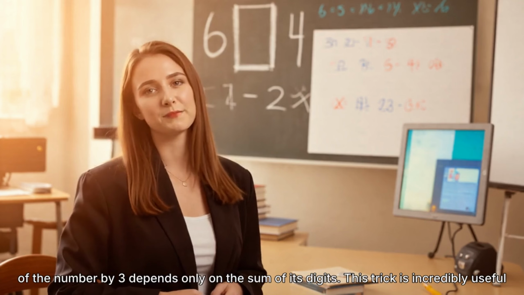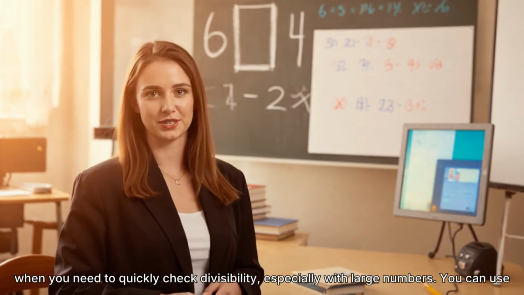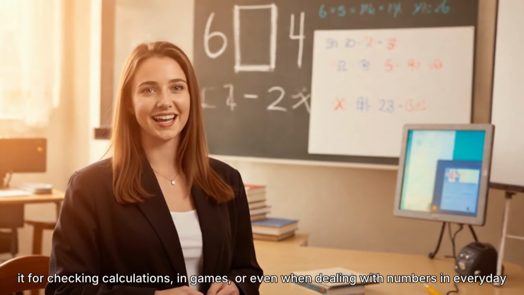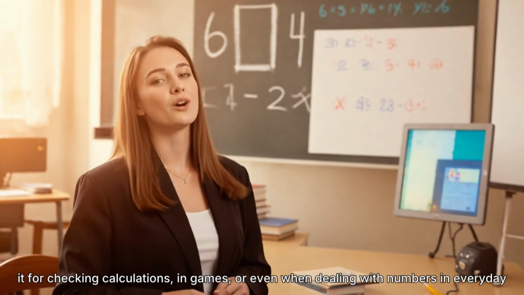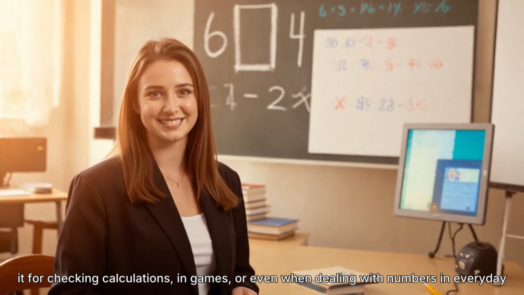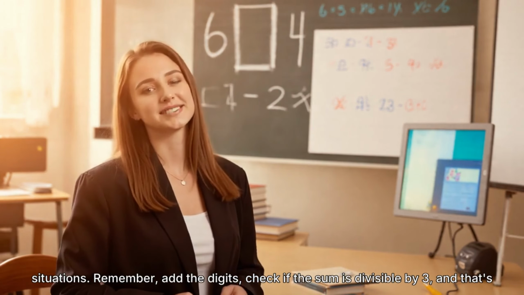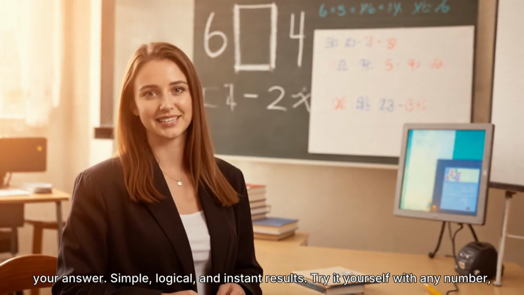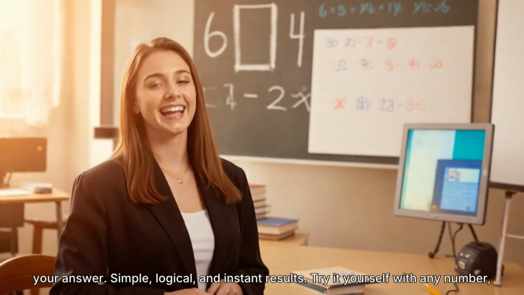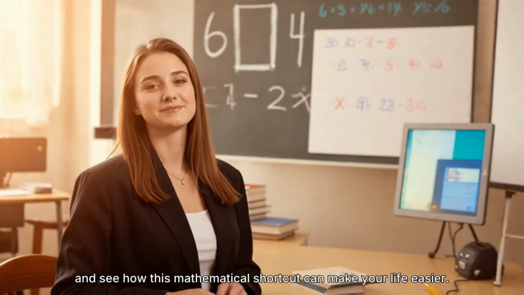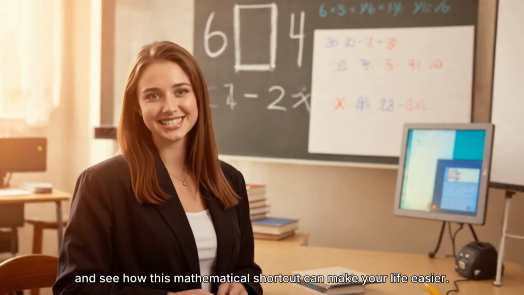This trick is incredibly useful when you need to quickly check divisibility, especially with large numbers. You can use it for checking calculations, in games, or even when dealing with numbers in everyday situations. Remember, add the digits, check if the sum is divisible by 3, and that's your answer. Simple, logical, and instant results. Try it yourself with any number, and see how this mathematical shortcut can make your life easier.